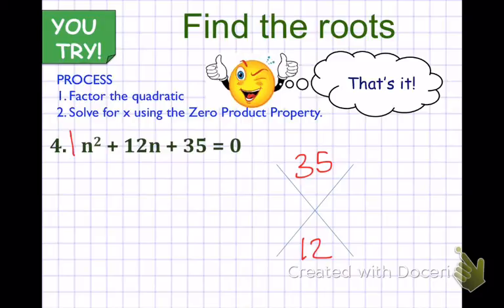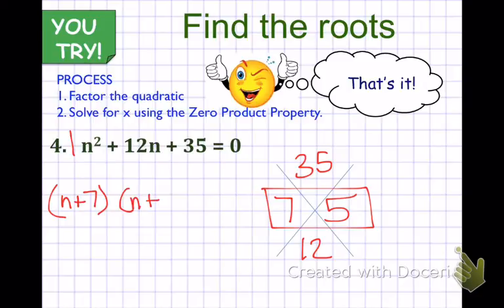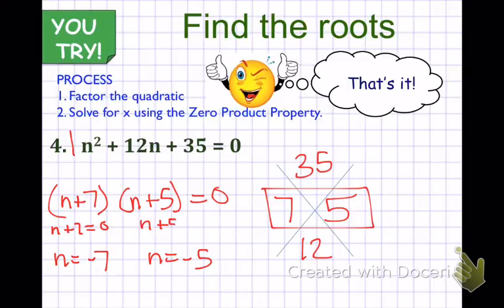You can use a shortcut. 7 times 5 are your factors that solve the x factor. Shortcut gives us n plus 7, n plus 5 equal to 0. So we get n equal to negative 7 when you solve the first one, n equal to negative 5 when you solve the second one, after solving the individual equations. So again, subtract 7 on both sides, subtract 5.